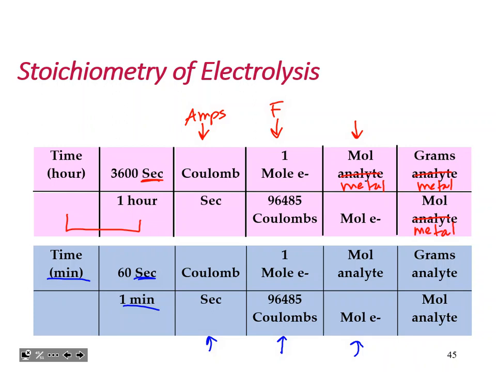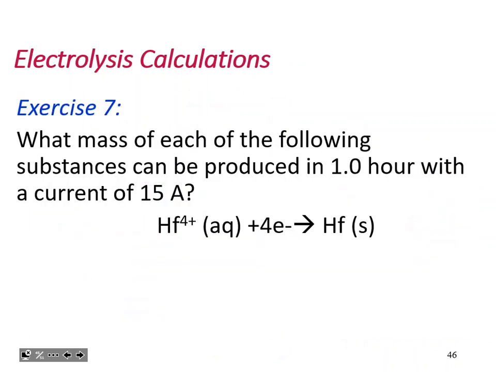So let's go ahead and take some time to do one of these problems. Well, actually there's 3, so we're going to do 3 of them. All right, mass of each of the following, although we're just doing this one here, hafnium. We're taking hafnium-4 and creating hafnium solid, and we're going to run it for 1 hour at 15 amps. And we want to know how many grams of mass are going to be produced.